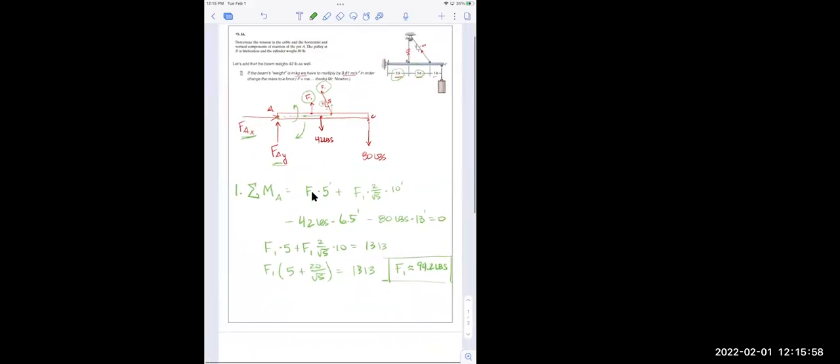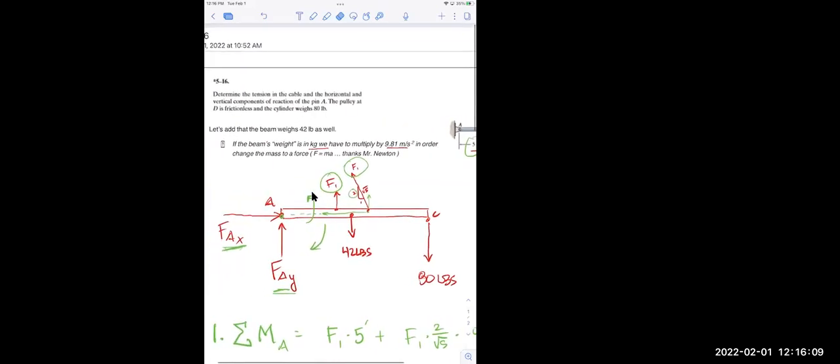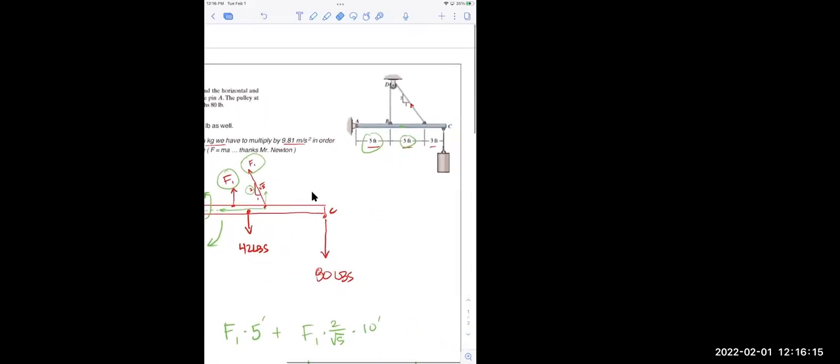So that takes care of the cable. My 100 was a reasonably close guess. Notice they didn't ask us anything about this, I don't think. Determine the tension in the cable and the horizontal and vertical reaction at pin A. They didn't ask us anything about what's happening up there at D.